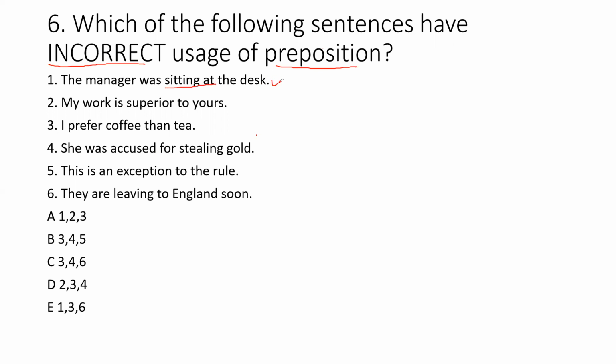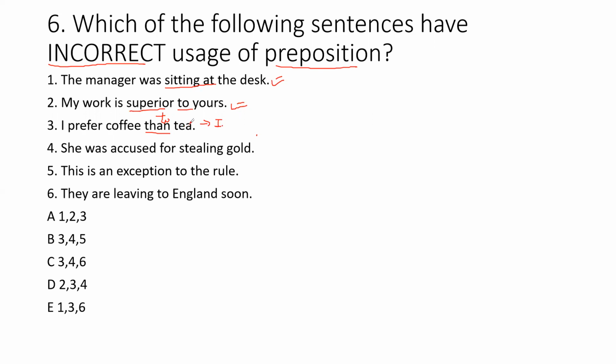So this is correct. My work is superior to yours. Superior is always followed by to. This is also correct. I prefer coffee than tea. People do understand that prefer is never followed by than. It is always followed by to. So 3 is an incorrect one. And you can also see in all the options, 3 is mentioned clearly.